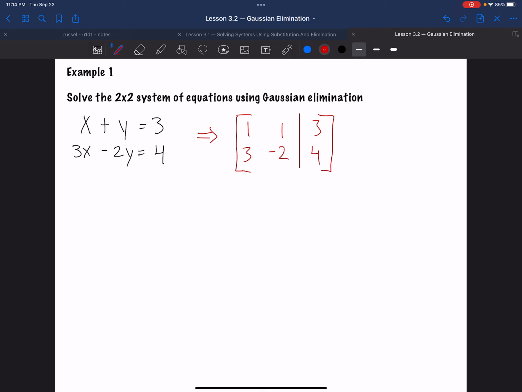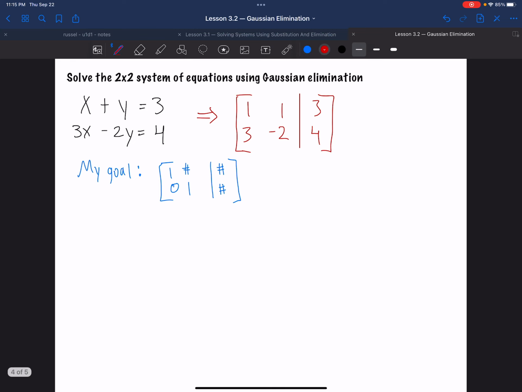So what's my goal, right? My goal is to get it so that it is in row echelon form or row reduced echelon form, where I have a diagonal of ones, and beneath that diagonal are zeros. So there could be a number here and numbers here, but the idea is getting that diagonal of ones and having zeros beneath them. And I'm going to use row operations to do that.